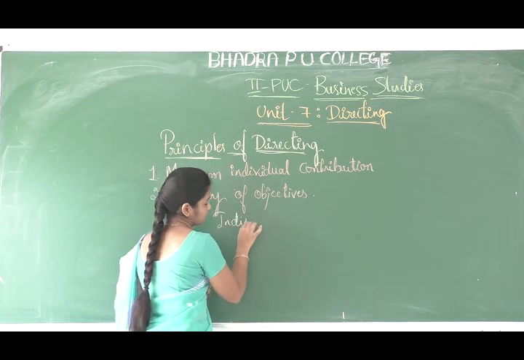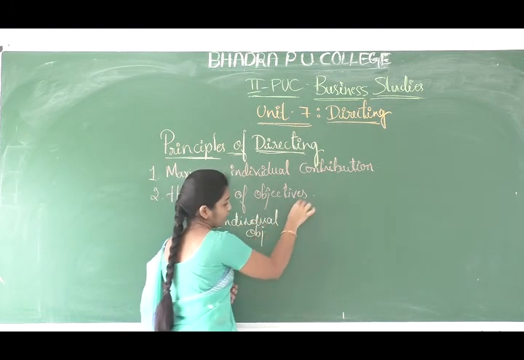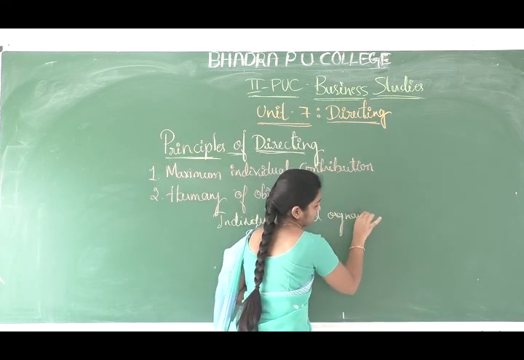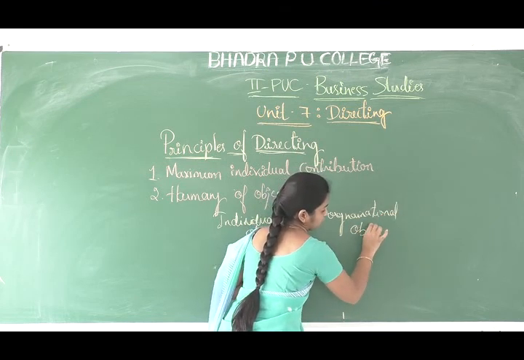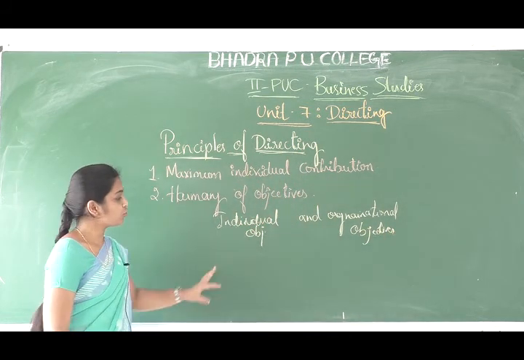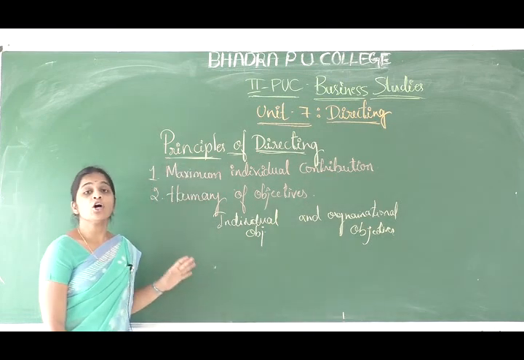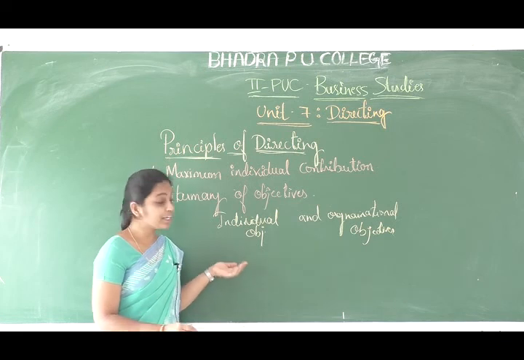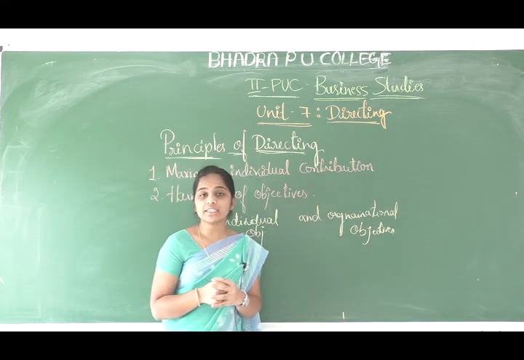individual objectives and organizational objectives, these two objectives are always in conflicting nature. So sometimes what happens is that individual objectives and organizational objectives are in conflicting nature.